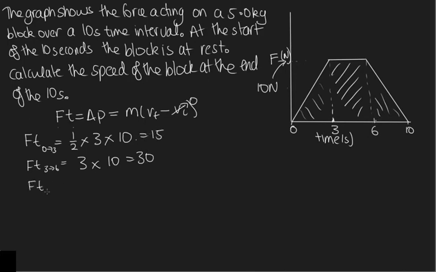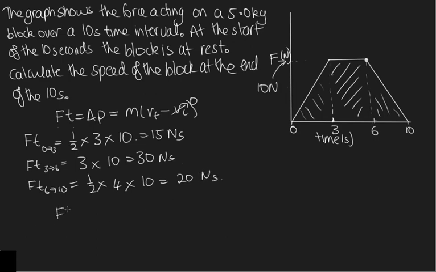And force times time going from 6 to 10 seconds. Once again, we've got a triangle over here. And so that's half the base. The base, we're going from 6 to 10. So that's 4 seconds. So 4 times the height, and the height is 10 newtons. So that is equal to 20. And all these have units newton seconds.